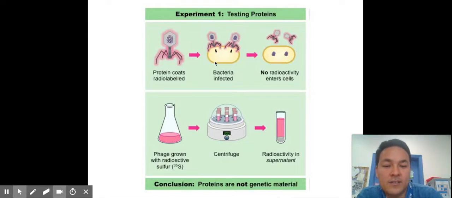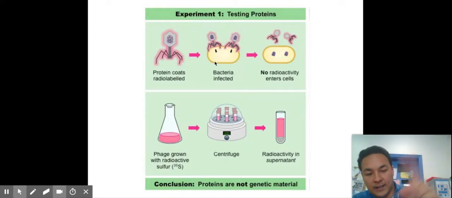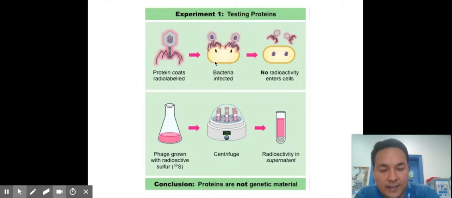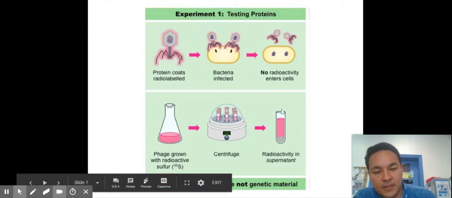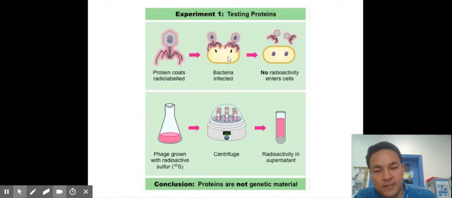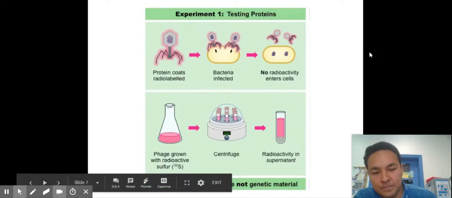They then centrifuge, which means to spin around quickly, the cells and the liquid, and they found that all the radioactivity was inside the liquid. This means none of the radioactive sulfur was injected into the cell.